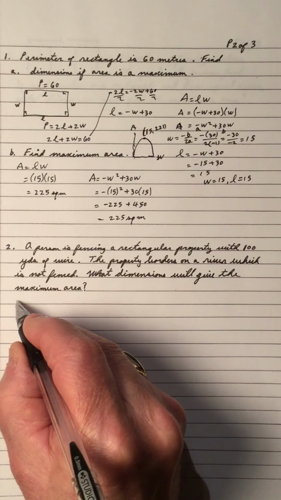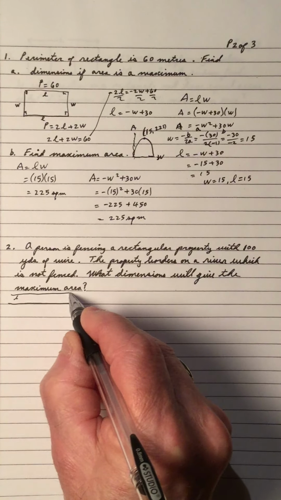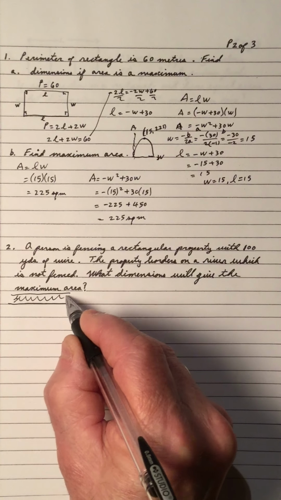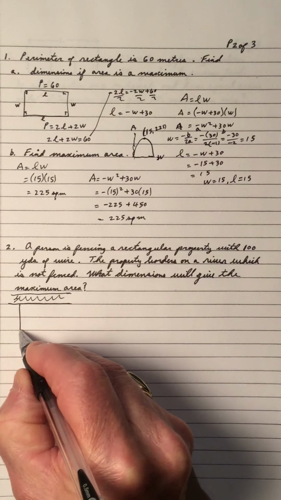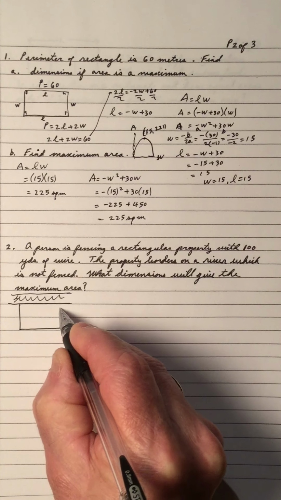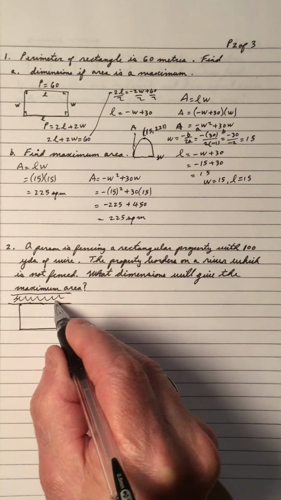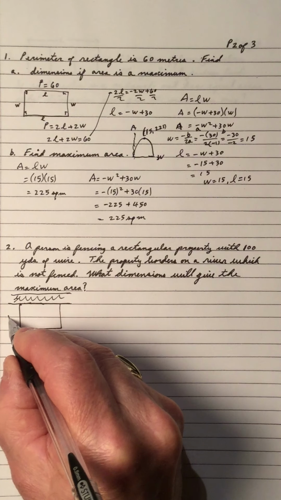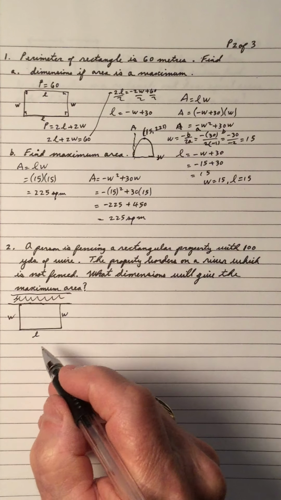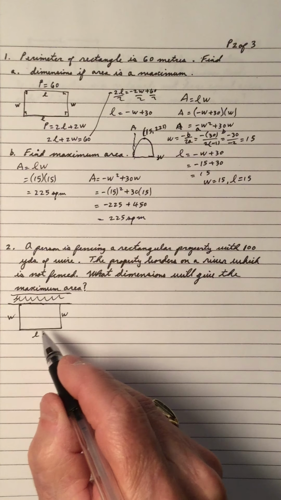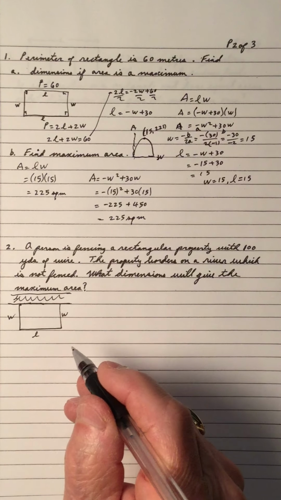So think about it, we have a river, and it says they're fencing a property that borders on the river. So here's the property that's bordering on the river. And they're not going to fence where the river is. So we have a width and a length. Now, a lot of people will say X and Y, but I'm using W and L for length and width instead of X's and Y's.